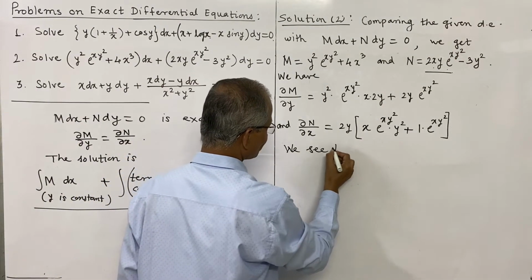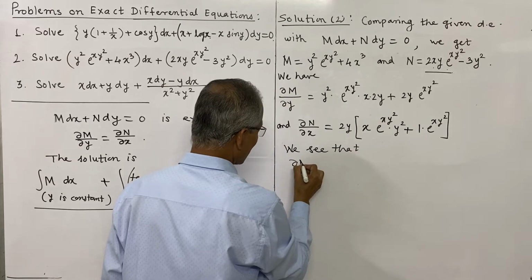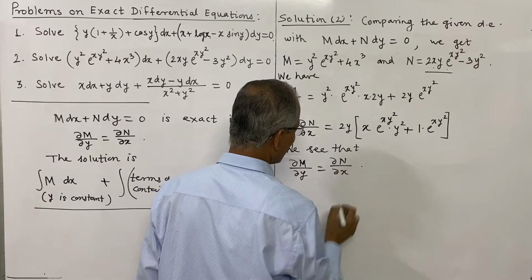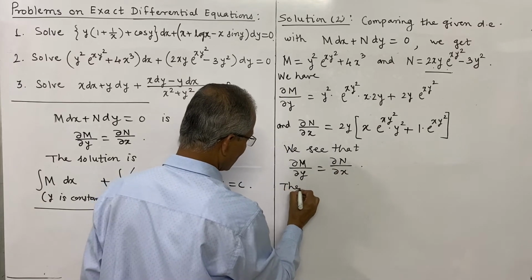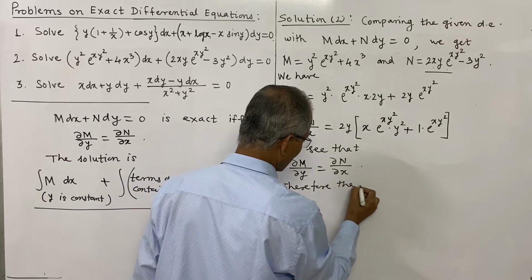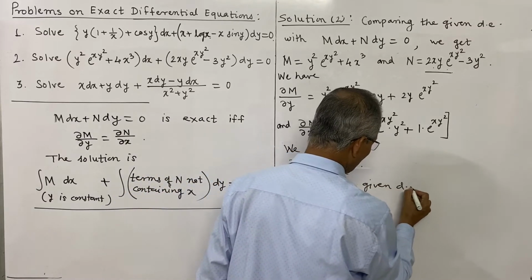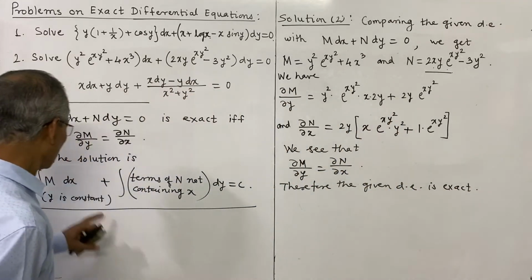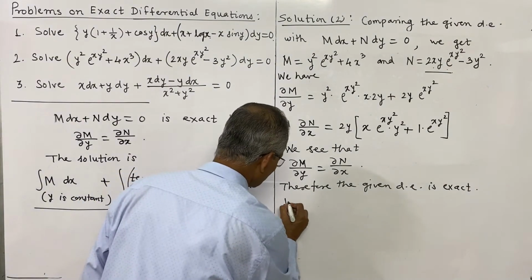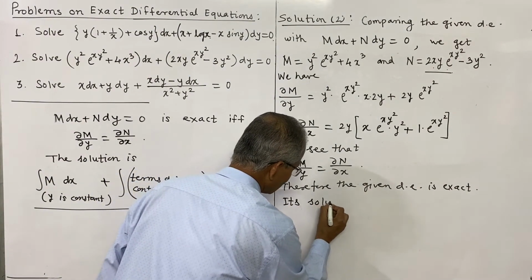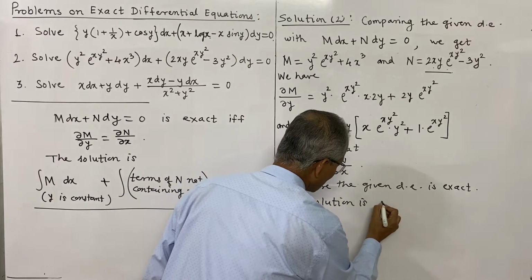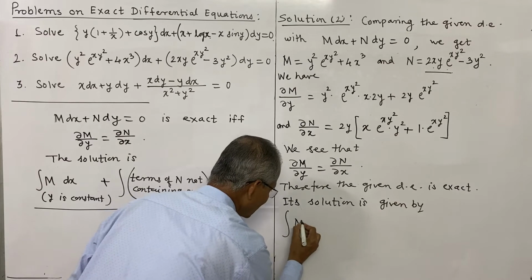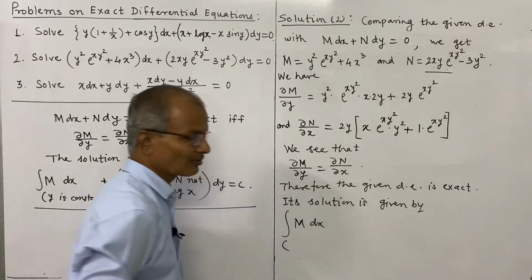We see that partial derivative of m with respect to y is equal to partial derivative of n with respect to x, and therefore the given equation is exact. The given differential equation is exact. Its solution is given by this working rule.